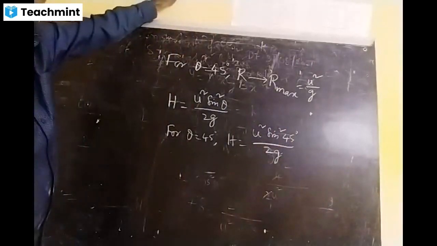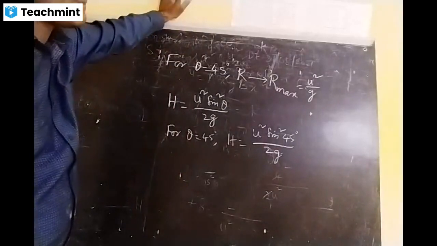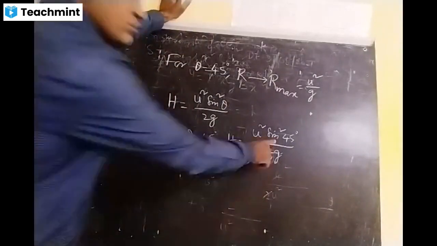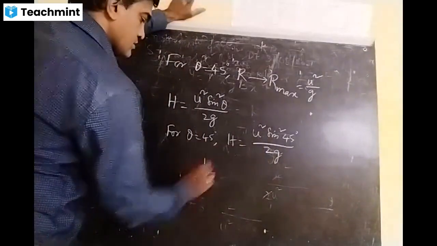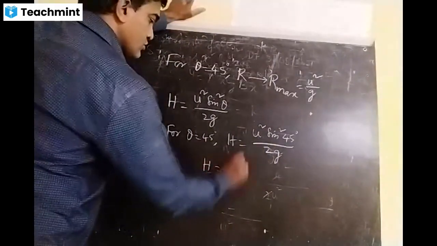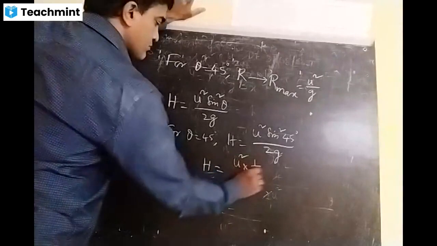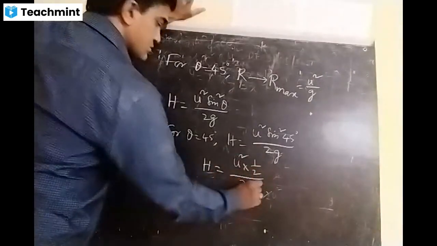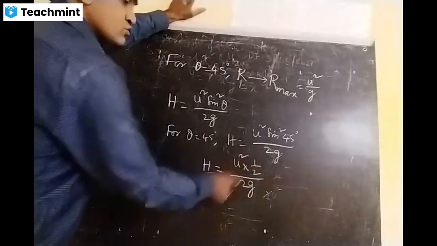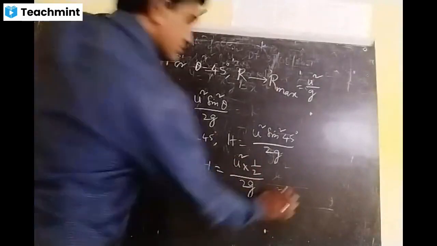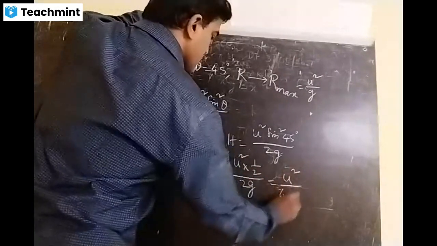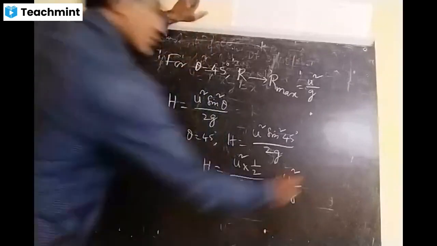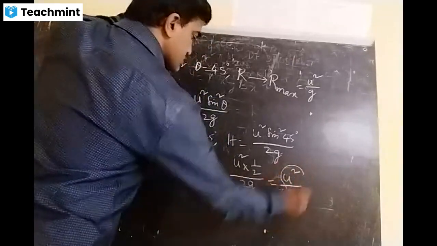What is the value of sin 45? 1 by root 2. 1 by root 2 whole square is how much? 1 by 2. So U square into 1 by 2 by 2g. This 2 comes to the denominator. What is it? U square by 4g. Now, what does this U square by g give?